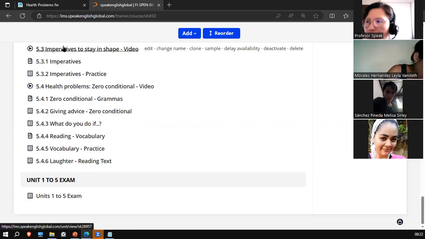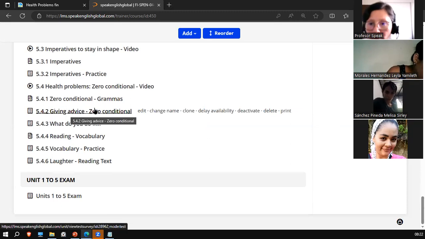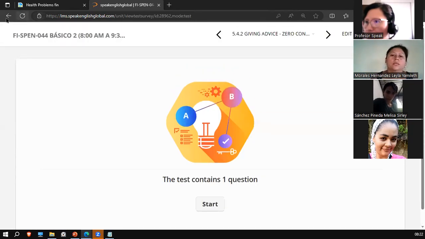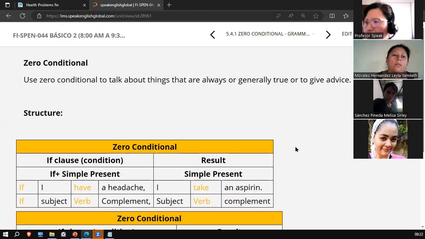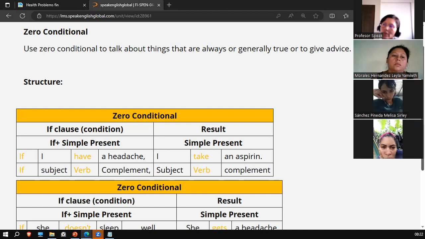So, we have already checked the imperatives, right? We will have a review about imperatives. But then we have zero conditional, right? When we use zero conditional, we do it to give advice, okay? So, Marce, when do you use zero conditional? Okay, we use zero conditional to talk about things that are always or generally true or to give advice, right?